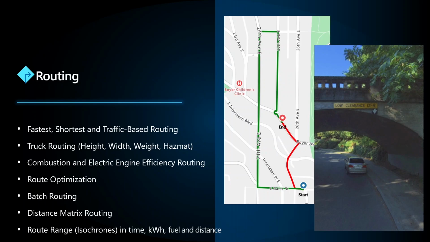We also have a distance matrix that can be used in combination with other APIs to create a kind of delivery service, to optimize the best point and time for picking up or delivering goods to customers, for example. I already told you that we have a route range or isochrone API that can be used not only for time, but also for EV cars, and you can also calculate the distance in fuel consumption.